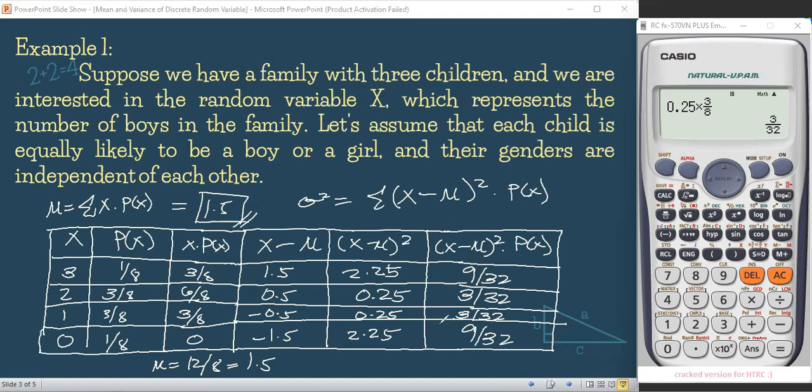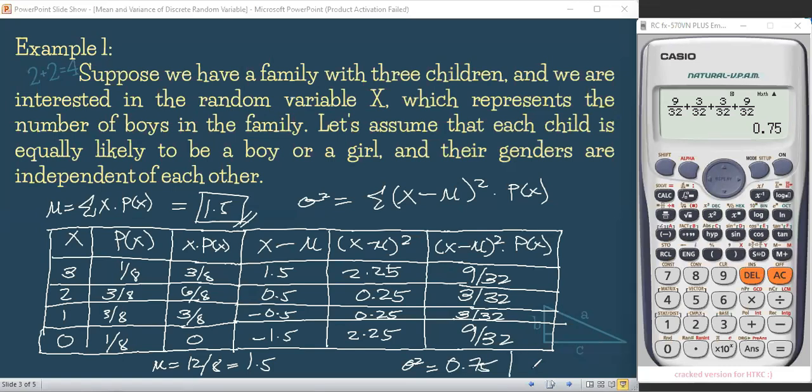Now we get the summation of this one in order for us to get the variance. So yung the variance squared po natin, that will give us 9 over 32 plus 3 over 32 plus 3 over 32 plus 9 over 32. So that will give us 0.75. So the variance niya po is 0.75.